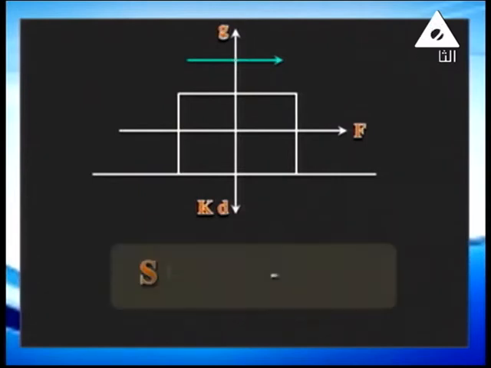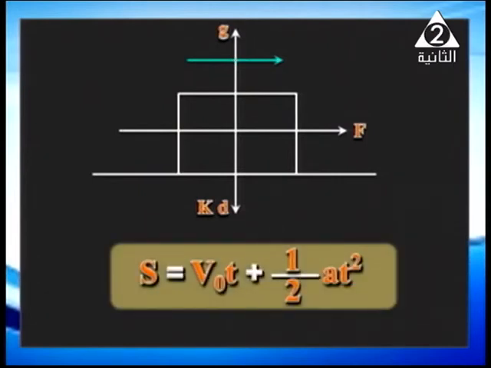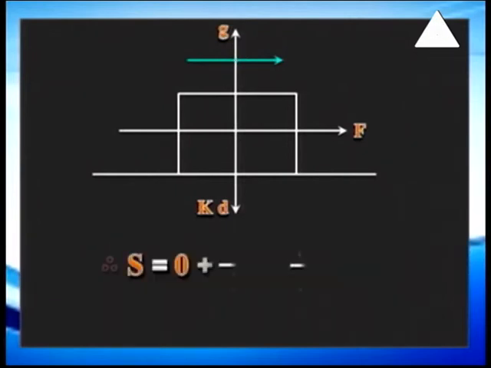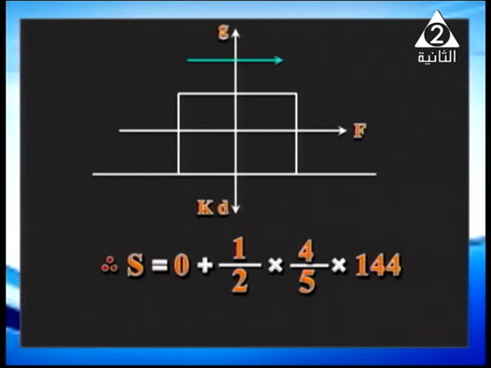Since, my dear student, the second equation is s equals v naught t plus half a t square, by substitution of t and a, s equals 90 meter. Another example.